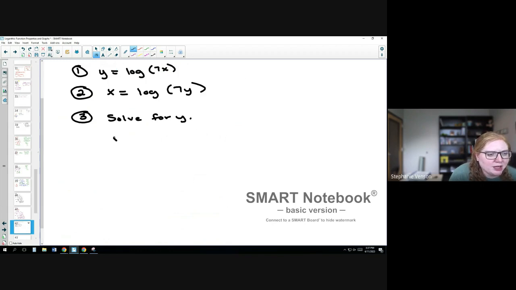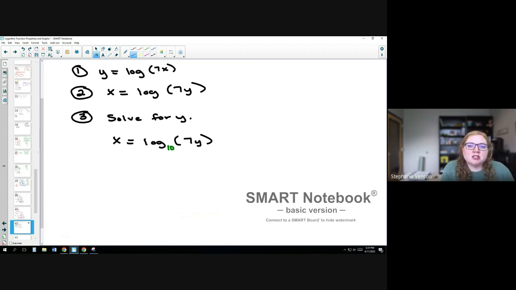So we have x equals log of 7y. Now what we talked about a second ago is that if a logarithm does not have a base written, we assume or understand that that is a base of 10. So what I'm going to do here is rewrite this logarithmic equation, x equals log base 10 of 7y, as an exponential equation so that I can get the y out from the inside of the log.